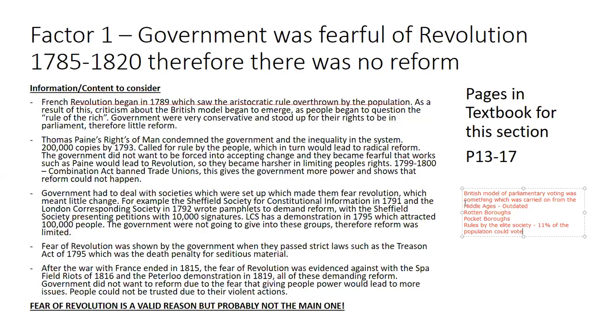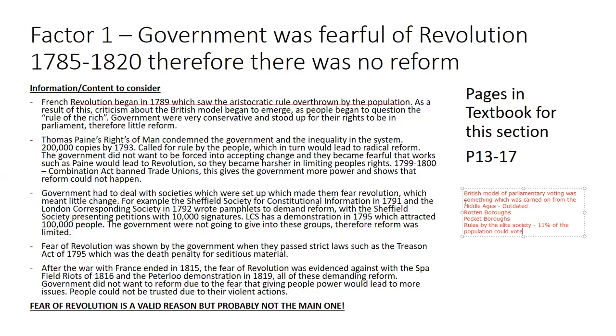The government were fearful of revolution, but they weren't going to give in to these groups, so reform was limited. So you could argue that because societies were set up to create this fear of revolution, it actually made the government more committed and dedicated to not passing reform, because they weren't going to give in to the demands of the people.